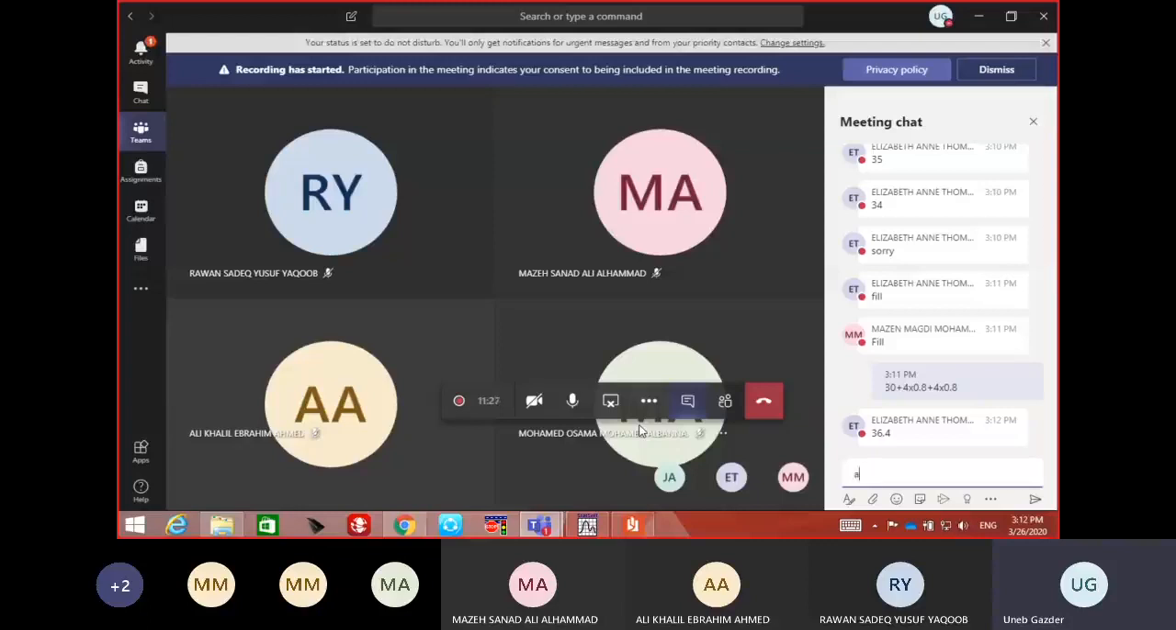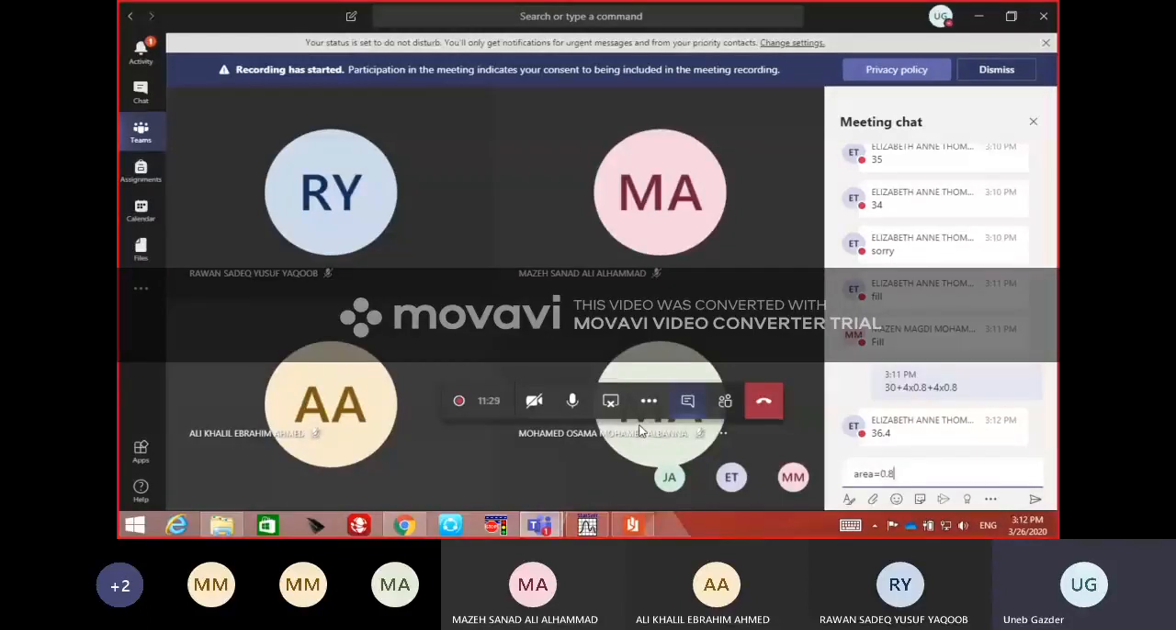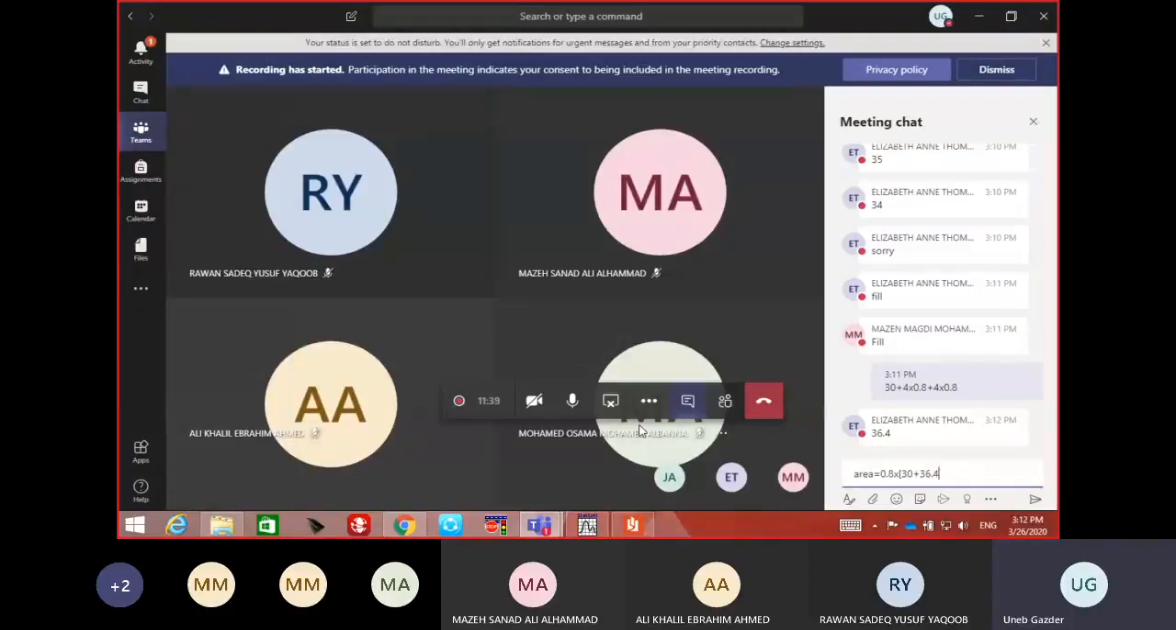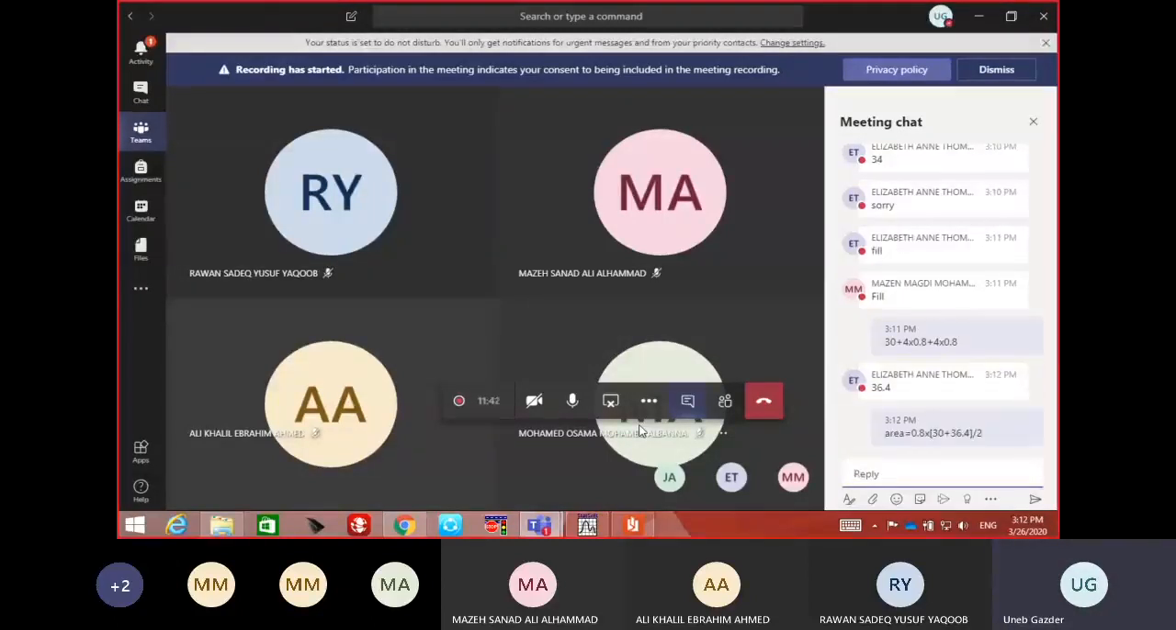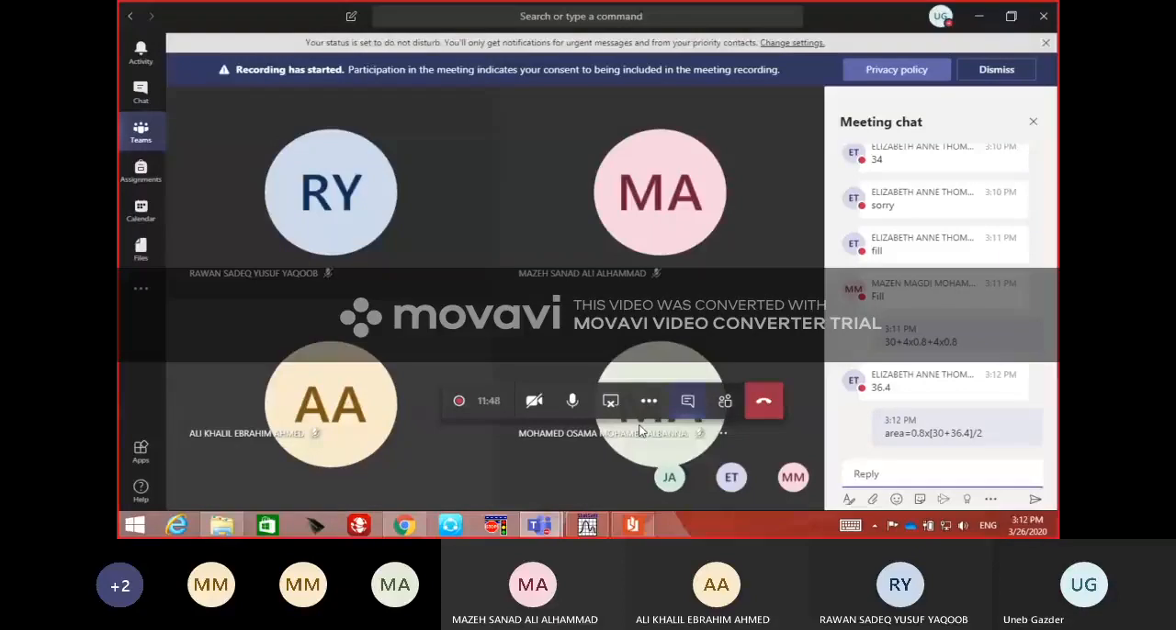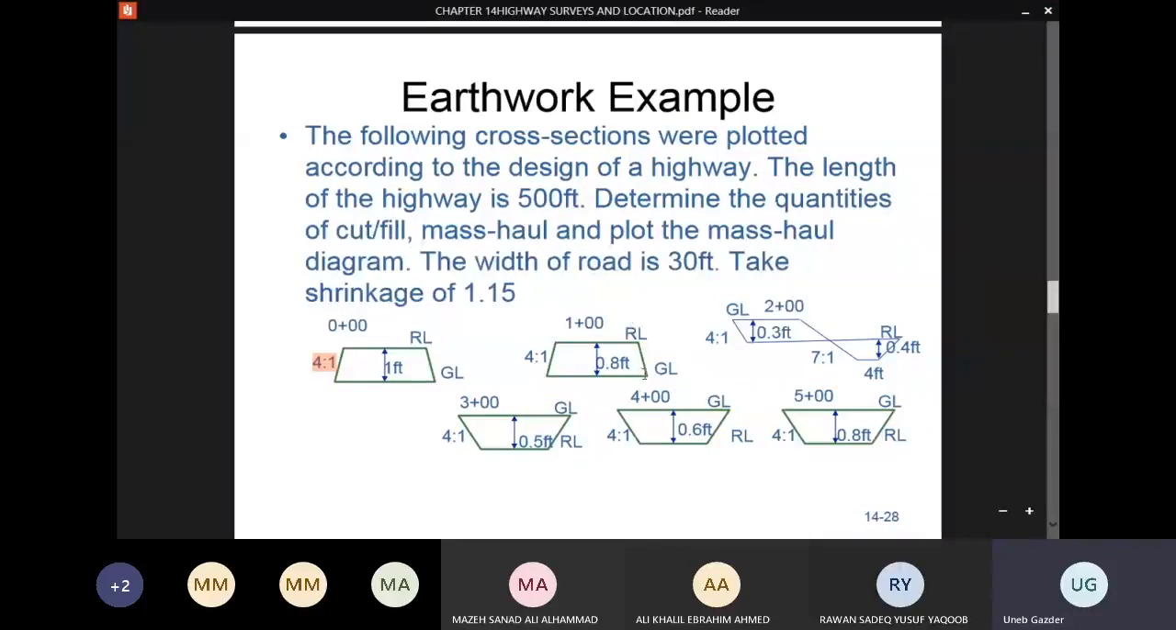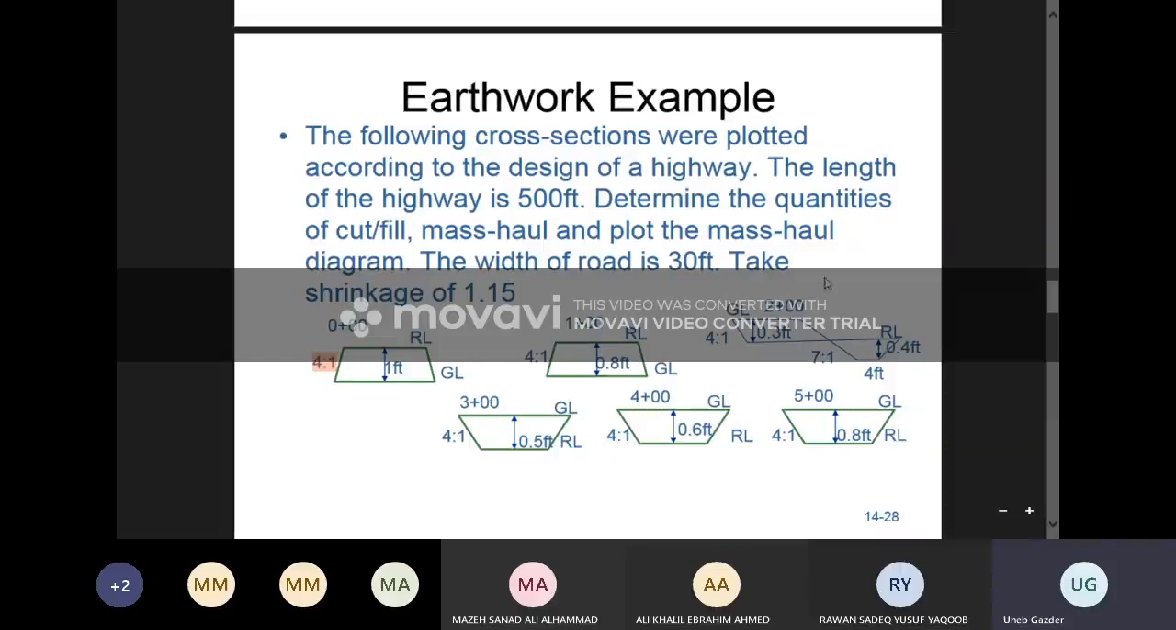36.4. Okay, so the area will be difference of height, which is 0.8, multiplied by 36.4, the two parallel sides average. How much will this be? And again, the road level is up, the ground level is low, so again it's a fill area. Now we can move to station 2 here, but let me solve the easier one first. I will move to station 3 here. I'll do station 2 at the end.